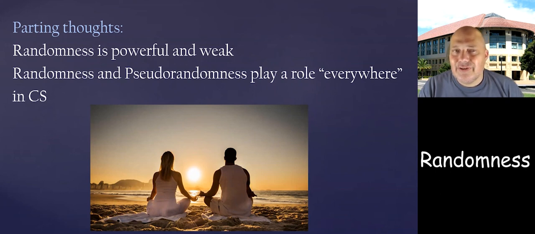Let me, as parting thoughts, mention that we have shown that randomness is very powerful. There are places in which without randomness, you can do nothing, and with randomness, you have very strong solutions. And it's also weak in the sense that in many other areas, you can probably replace randomness with pseudorandomness and essentially get rid of it. If you get more into complexity theory or even other areas, you will see that randomness and pseudorandomness play an important role essentially everywhere within computer science.